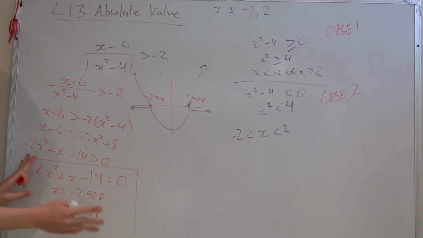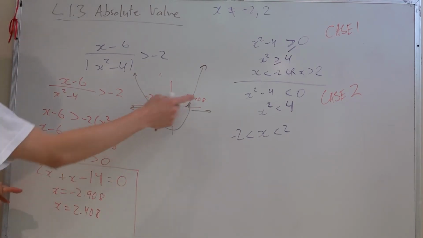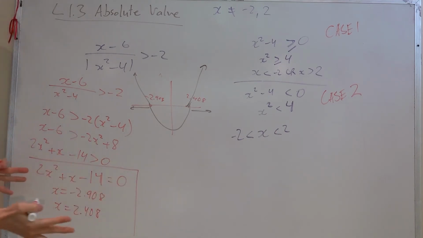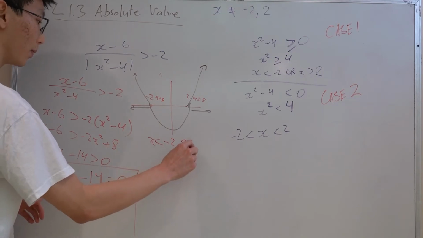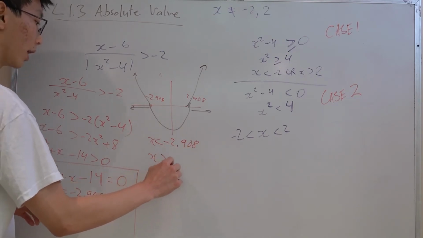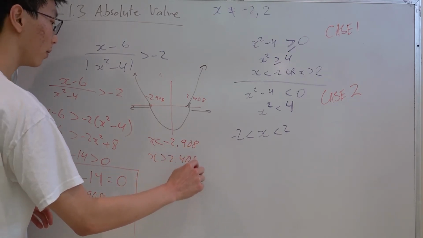So our solutions are, let me just write it in red, so just box this off in a corner. This is not part of our question, this is just something that we needed to do to find the roots. But our actual solution is x is less than negative 2.908 and x is greater than 2.408.